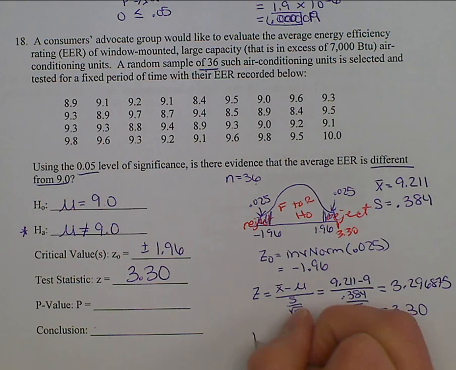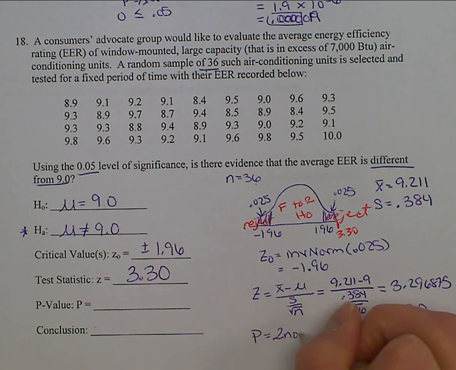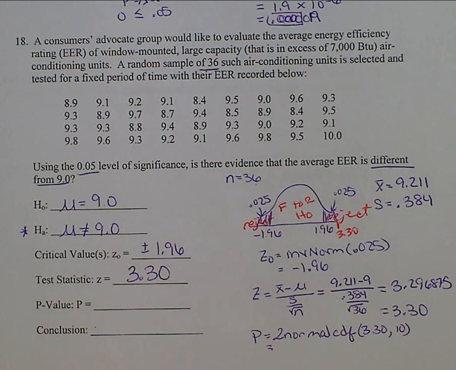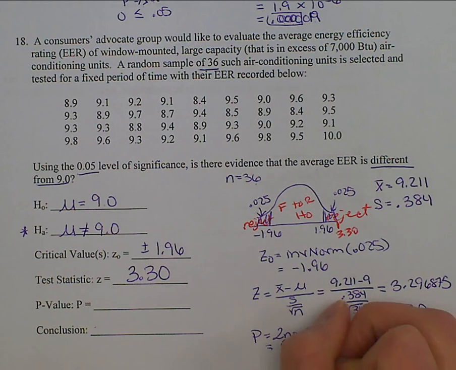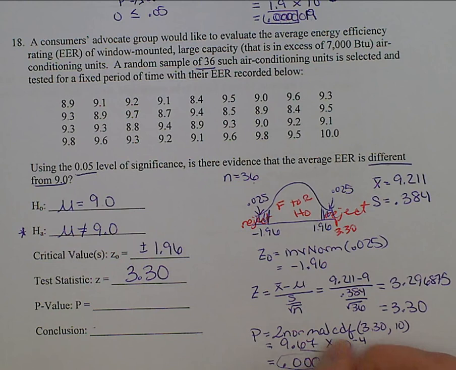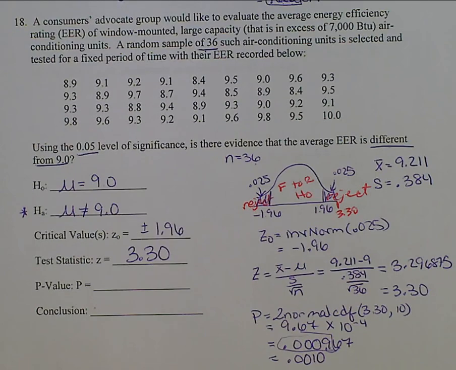But we can also find our p-value. Now we have a positive z-score, so I'm going to do normal CDF from 3.30 to 10, and I want to double the area in that tail because we have a two-tail test. Now we get 9.67 times 10 to the negative fourth. So this is 0.000967. Well, we want to round to 4 decimal places. The 6 is going to round this up to 0.0010.